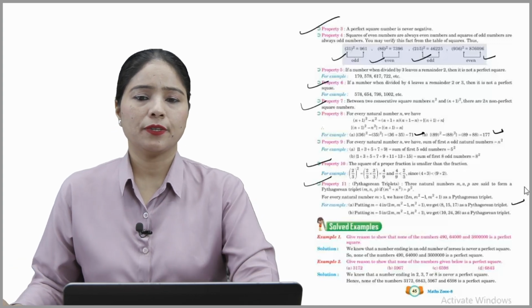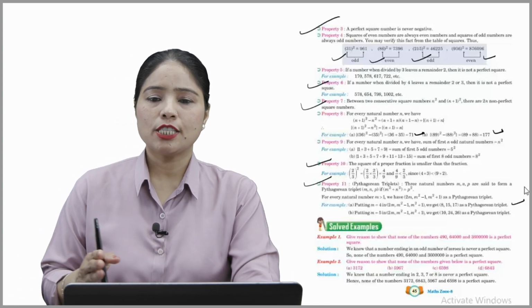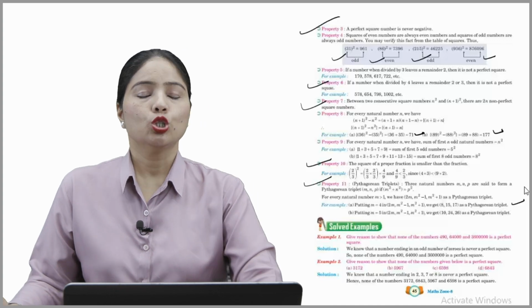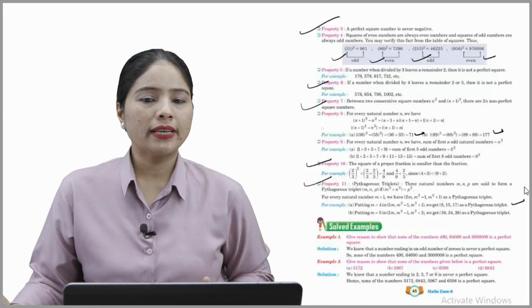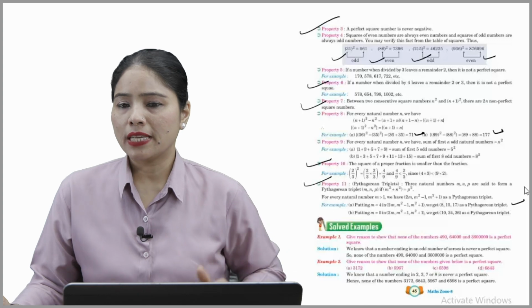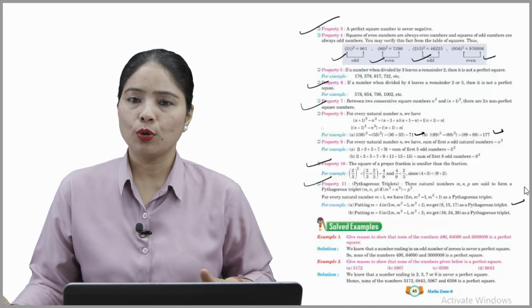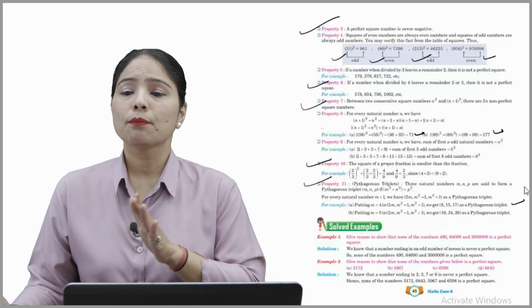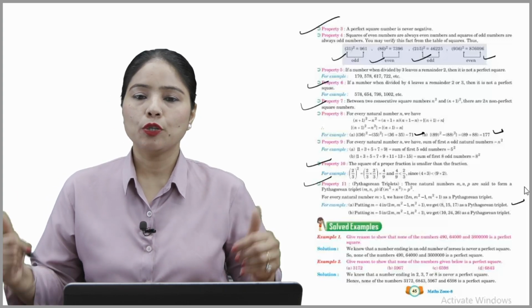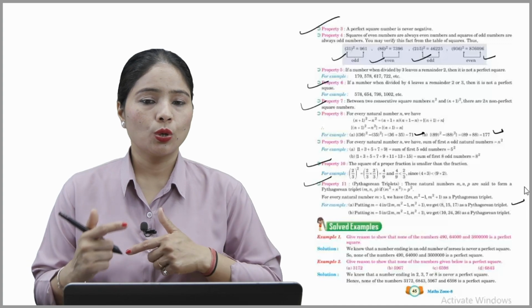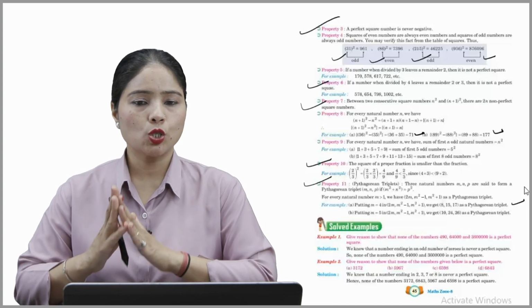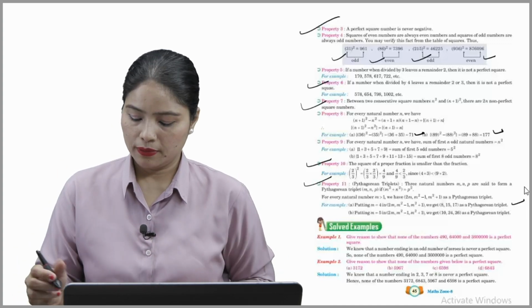Now, B part. Putting m is equal to 5 in 2m, m square minus 1, m square plus 1, we get beta 10, 24, 26 as a Pythagoras triplet. I hope you understood well. So, now move on, solve example. Example number 1.